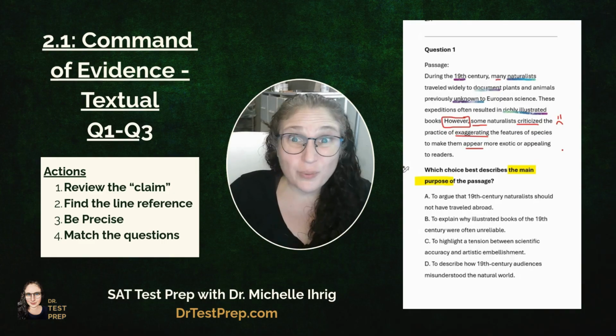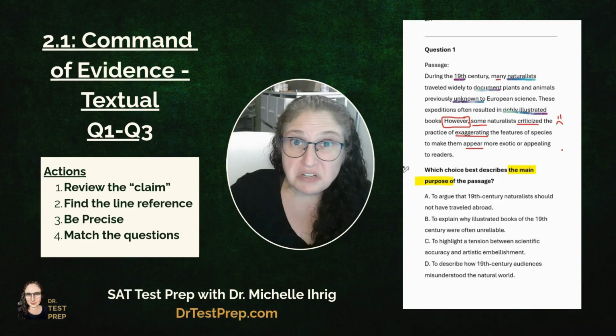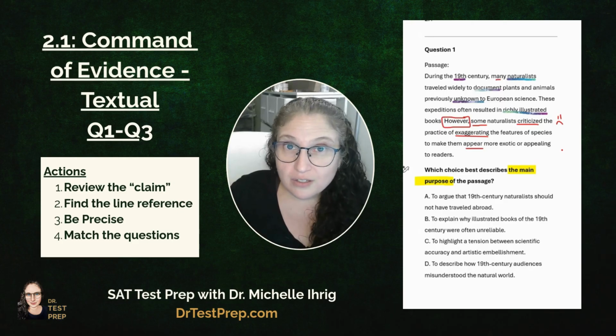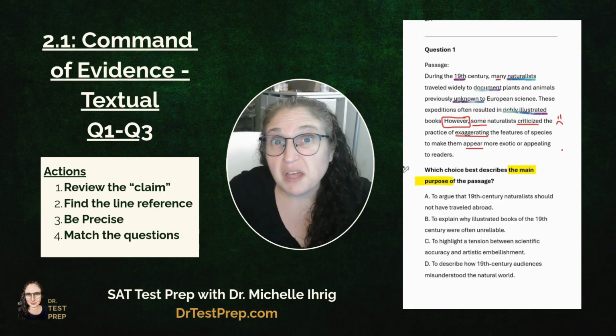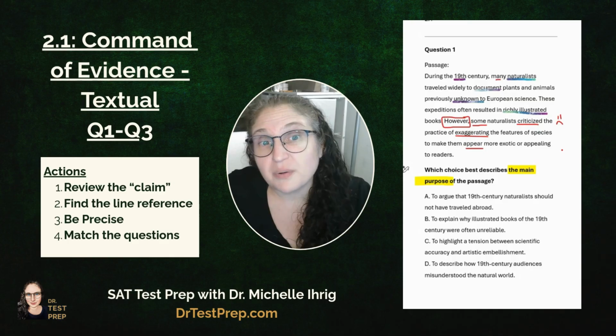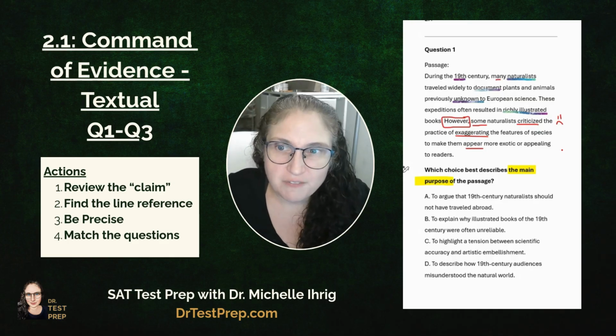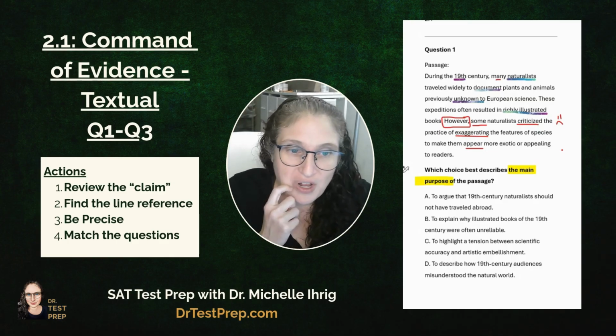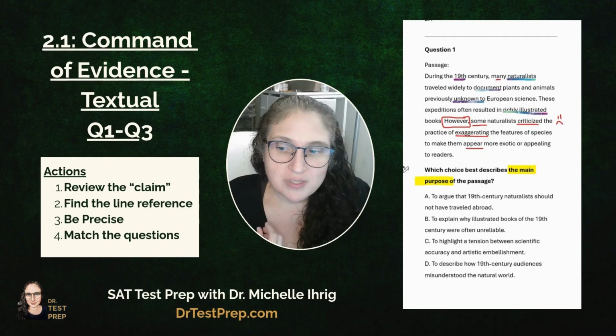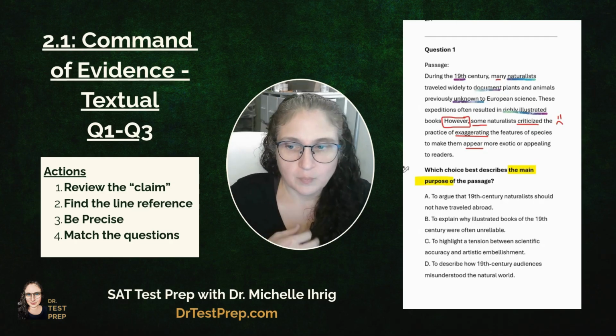So basically, a quick recap is during the 19th century, which was the 1800s, naturalists looked for unknown species. Some of them lied and made them look different than they really were. They exaggerated the features, kind of like a caricature. So which best describes this process?